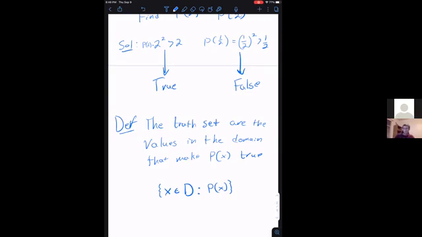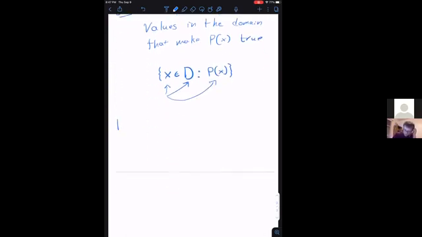So this is how you write this in symbols. So this is what the truth set is equal to. It's the set of all X values inside my domain such that when I plug it in, I get P of X to be true. You can do colons for such that, or you can do the vertical line, whatever you want to do. Doesn't matter to me.